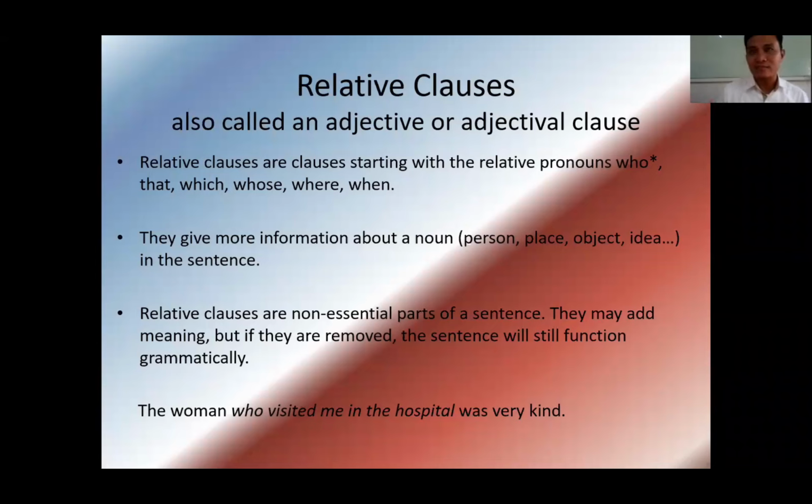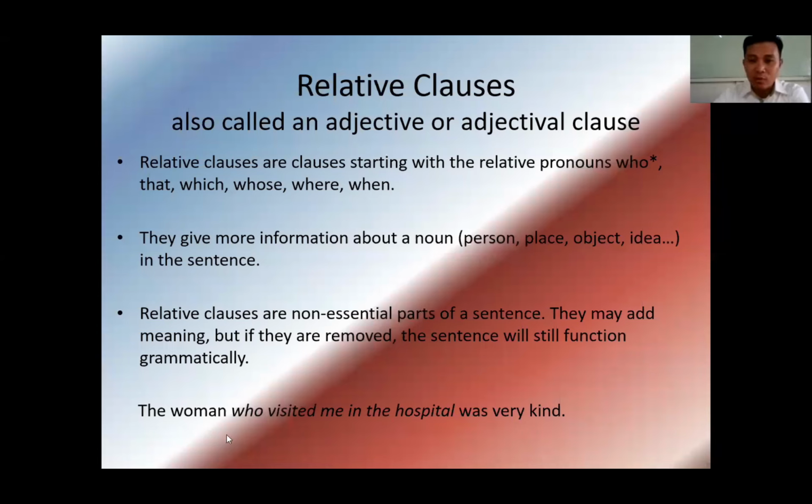They are still waiting for the next part. For example, like the man. What kind of man? Because there are many men. The lady, which lady? You must be very specific on that point. For example, the woman who visited me in the hospital was very kind. Right, the woman who visited me in the hospital was very kind.